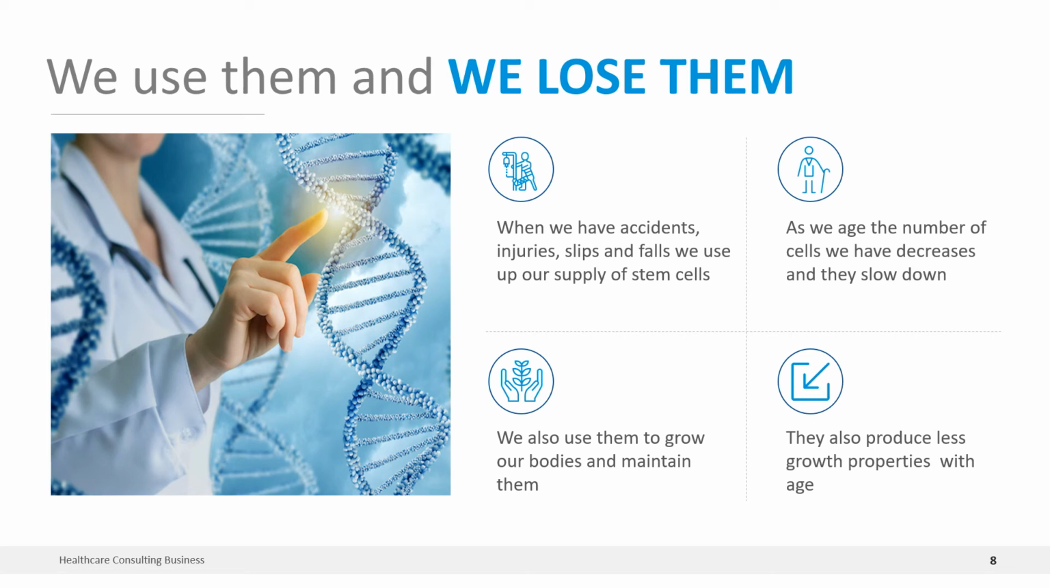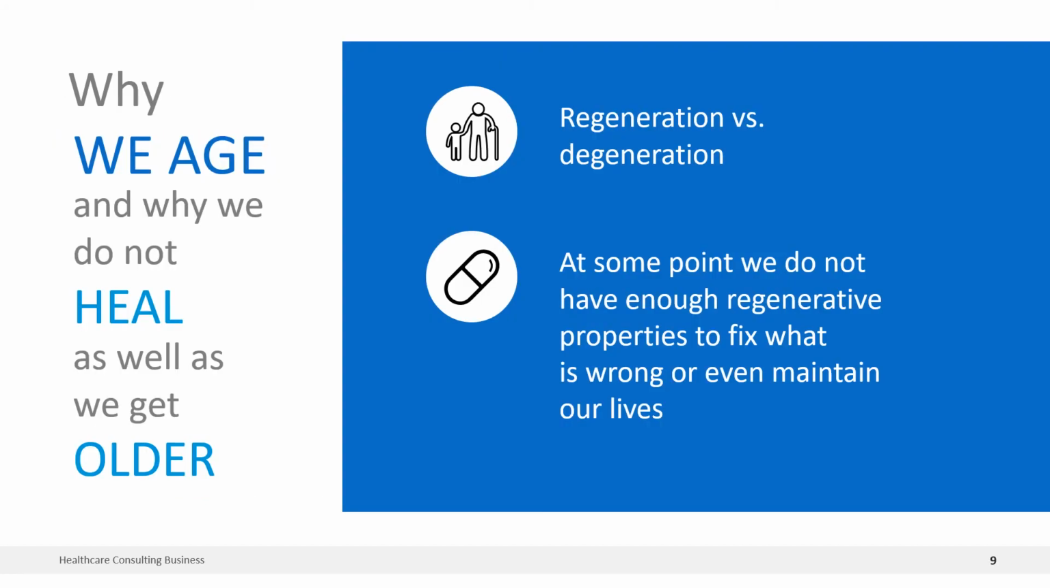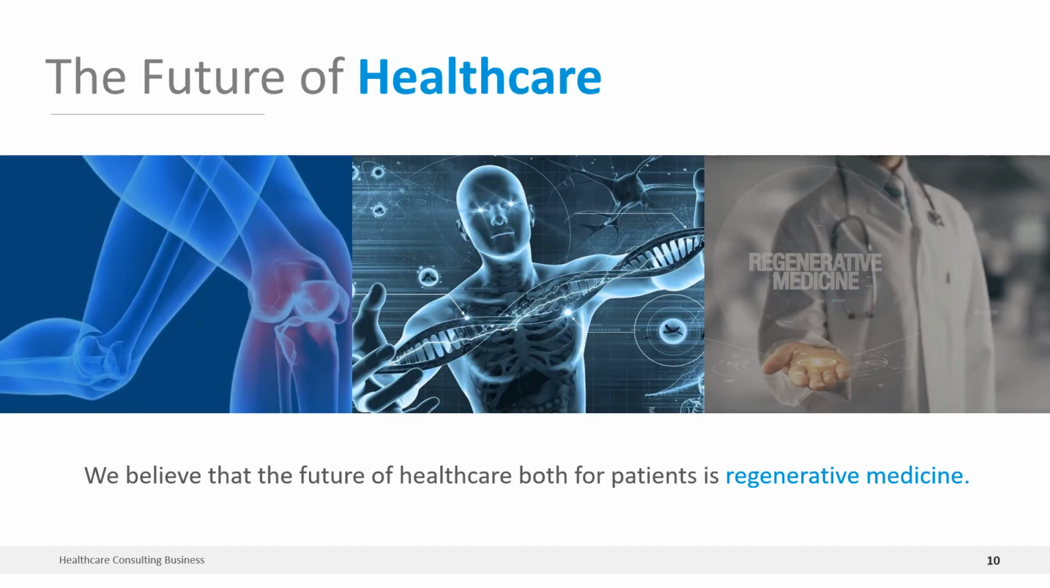When we get to be 80, we have one of these mesenchymal stem cells for every 2 million cells on average in our bodies, which means we basically have 200 times less of the properties.